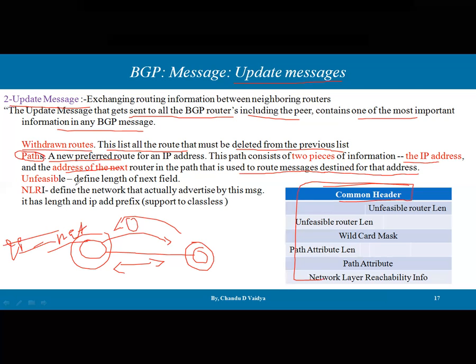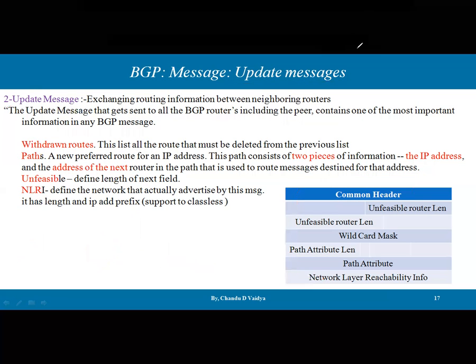Then unfeasible, which defines the length of the next field. Then NLRI, this is a very important field over here. It defines the network that is actually advertised by this message, and it has the length and the IP address prefix, and it also supports classless routing information. And this NLRI stands for network layer reachability information. This is very important, guys. Okay, so we have discussed the update message of this particular BGP protocol.